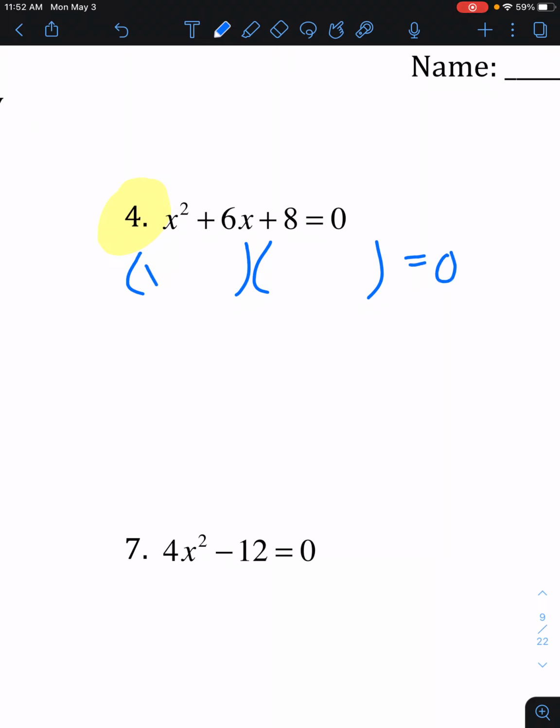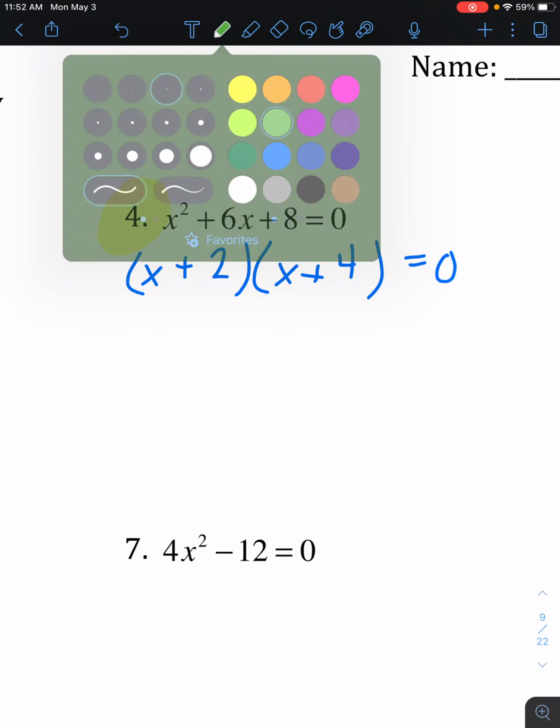The x squared gets split up into x and x. The signs are pretty easy. It's all plus. And we need two numbers that multiply to get 8 and add up to get 6. 2 and 4. 2 times 4 is 8. 2 plus 4 is 6. So it's factored, so I can now go ahead and find out what my two roots are.